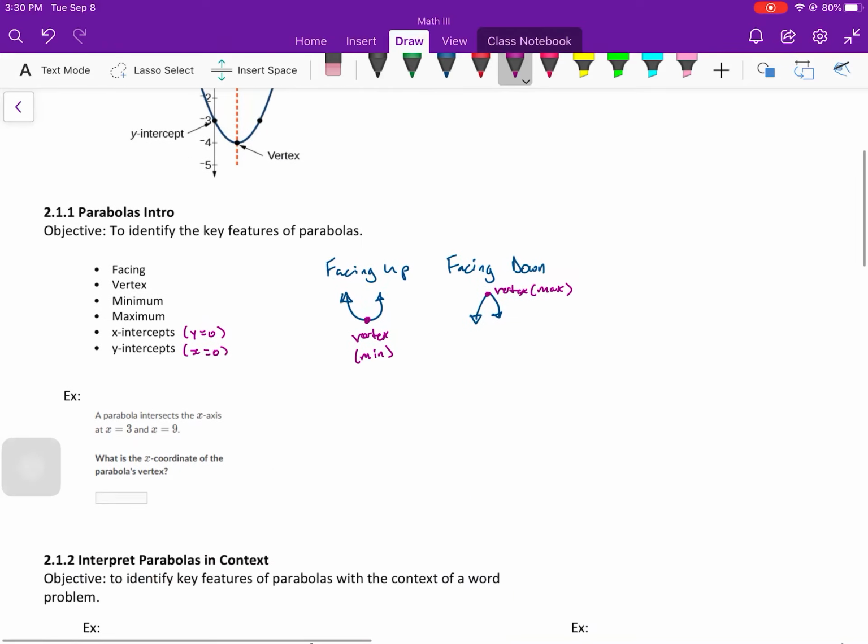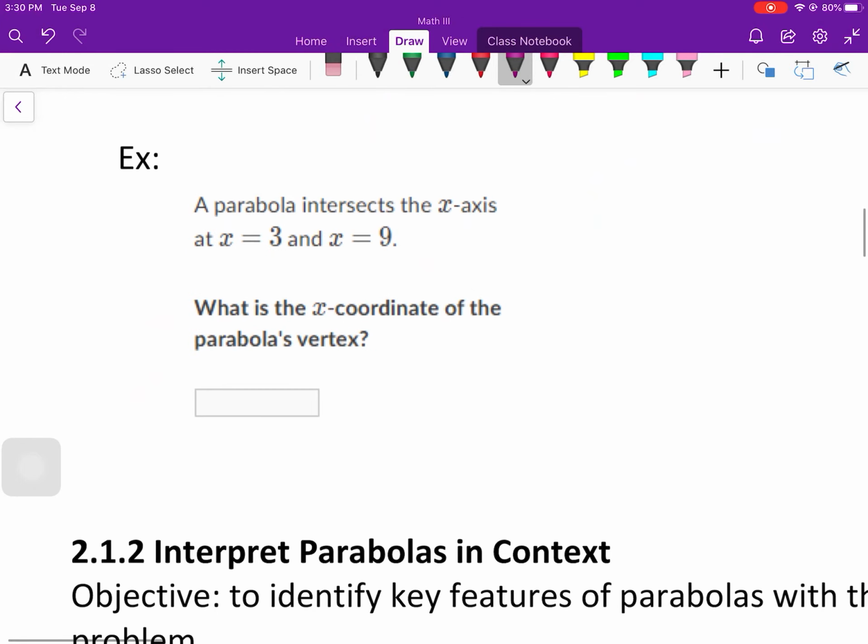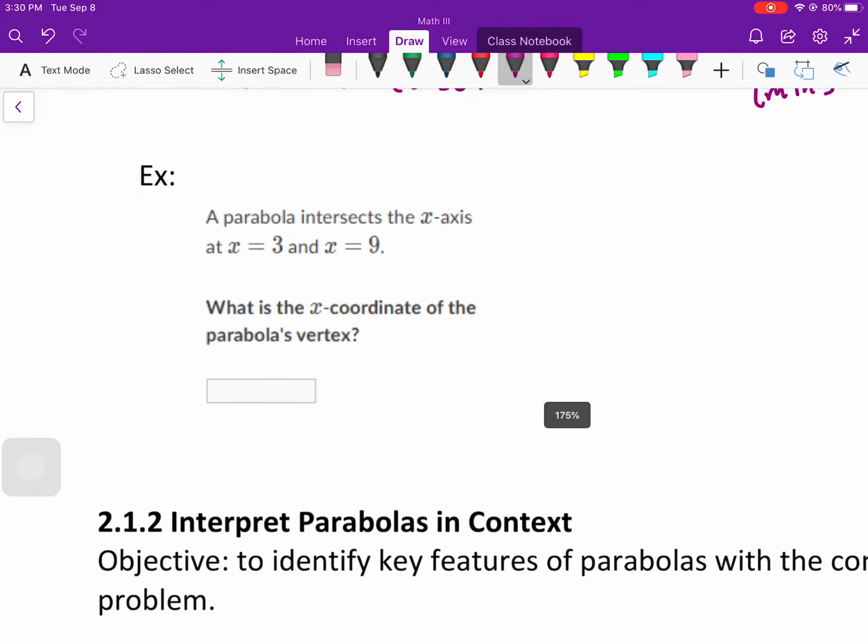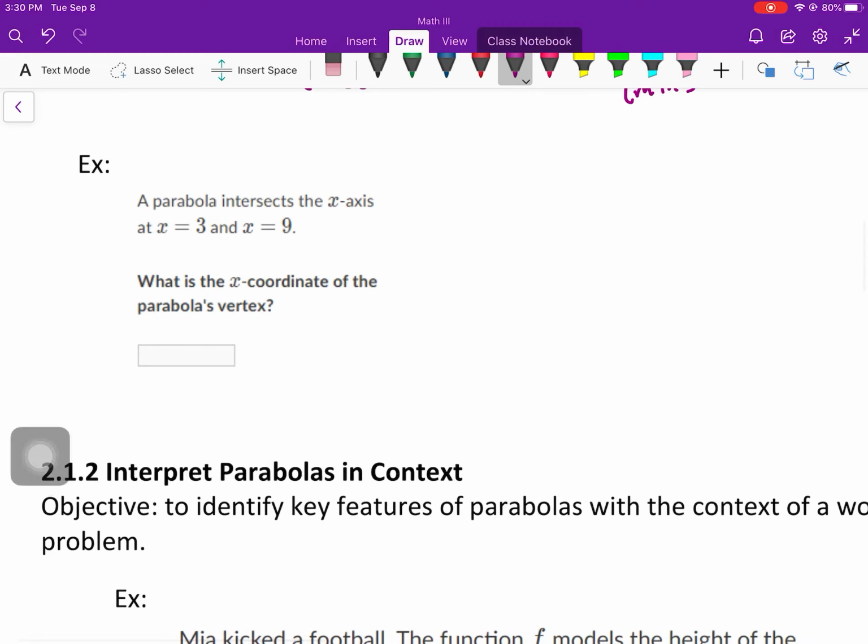So what's this one question? This is the one kind of strange question. All the others are pretty straightforward from that. But what is the x-coordinate of the parabola's vertex given the two x-intercepts? So I want to talk about that. And it goes right along with that axis of symmetry.